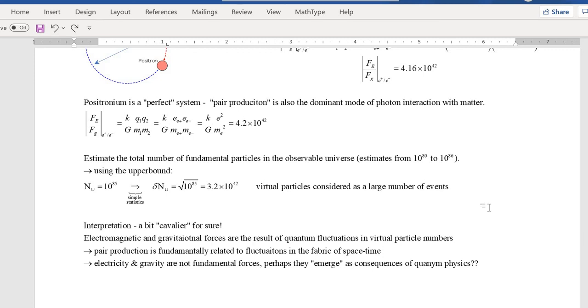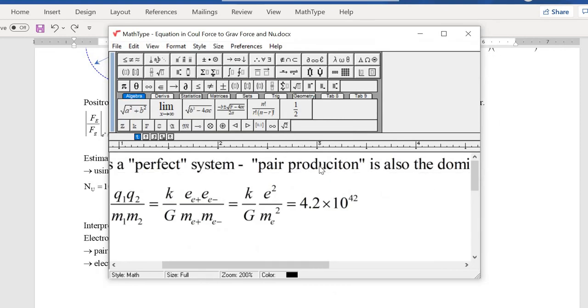But anyway, let's look at positronium as a perfect system because it's so symmetric. And pair production, those are called pairs. Let's spell production there. Pair production is when you produce a pair of particles, and there are different ways to produce positronium.